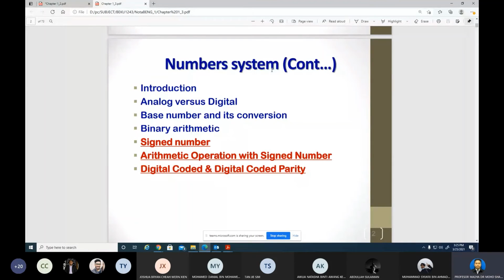We have the addition, the subtraction, the multiplication, and the division. Now we go for the sign number, and arithmetic operation of the sign number, digital codes and parity. Today we just go until the sign number, and then next week we go for the arithmetic operation and digital codes.